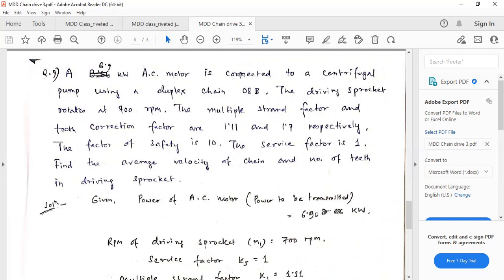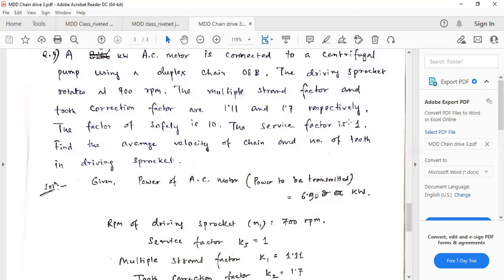So in this question, we have a duplex chain first of all, and we have a driving unit, a 6.9 kilowatt AC motor. The speed of driving sprocket is given. Then the values of multiple strand factor, that is K1 1.1, and K2, that is tooth correction factor, are given. We are also given the service factor Ks, that is 1, and the factor of safety is also given. They are asking what is the velocity of the chain V, and the number of teeth in the driving sprocket, Z1. So let's see how to solve.